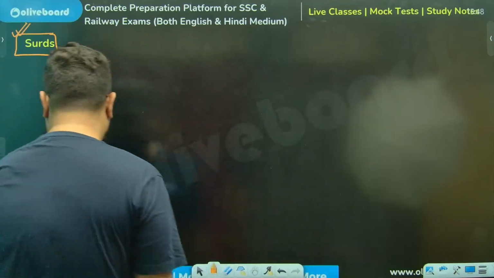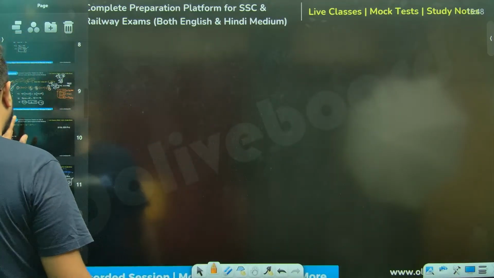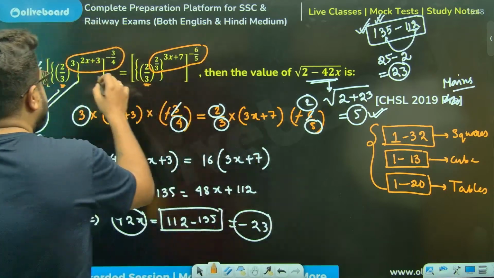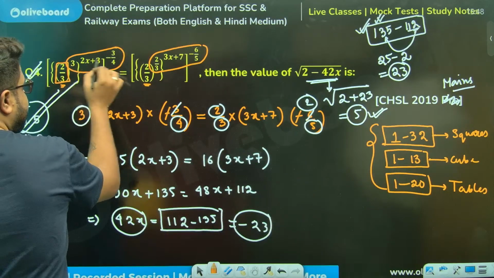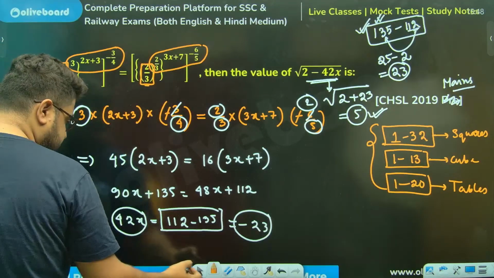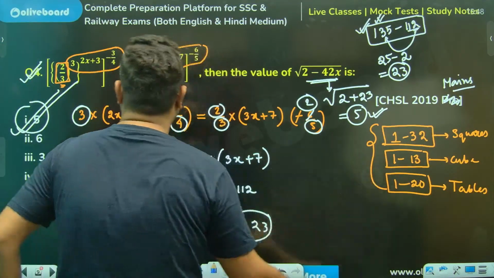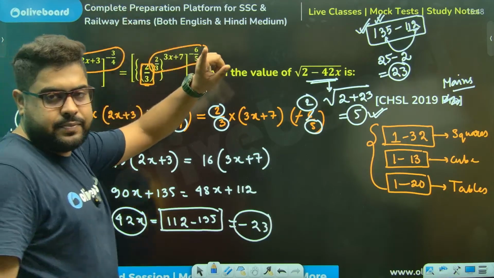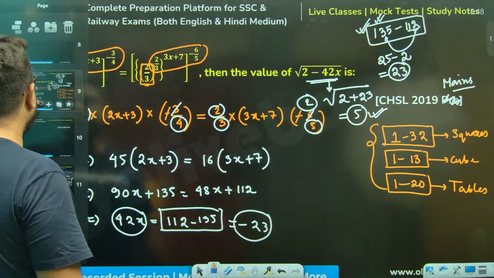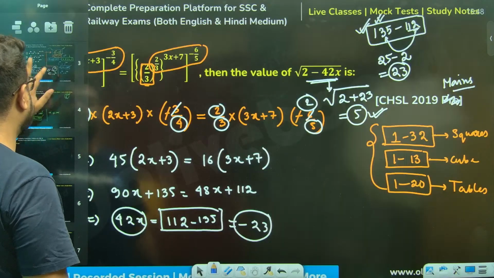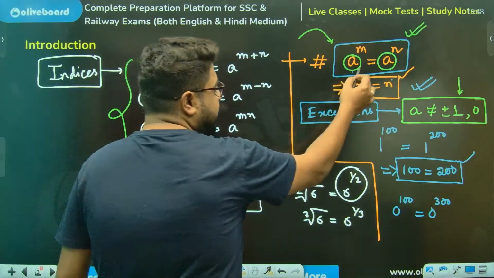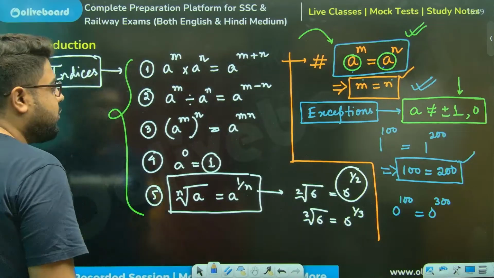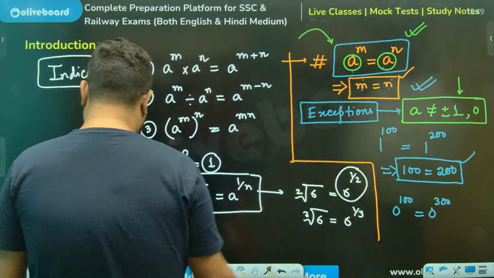Question number 4. Rahul, you see, brother, the base is the same on both sides. That means the powers must also be the same, because we understood this rule: if the base is the same and the base is not equal to plus or minus 1 or 0, then the powers must also be the same. m should be equal to n.